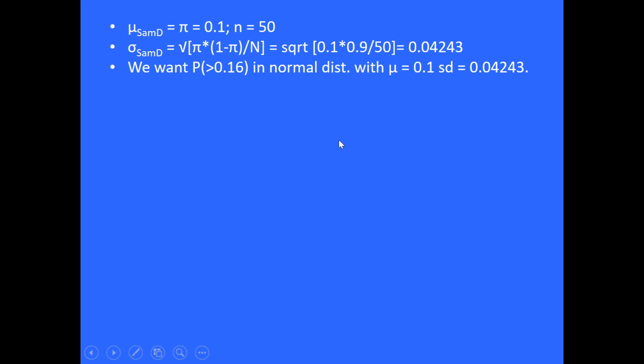The mean of our sampling distribution is going to be the same as the population mean, so 0.1, 10%. And we have a sample size of n equals 50. What's the standard error then? The standard error of the proportion, because this is a proportion, would be the square root of pi times 1 minus pi over n, so 0.1 times 0.9 divided by 50. There's the value. What we want is the probability of 0.16 or more with this standard deviation and population.